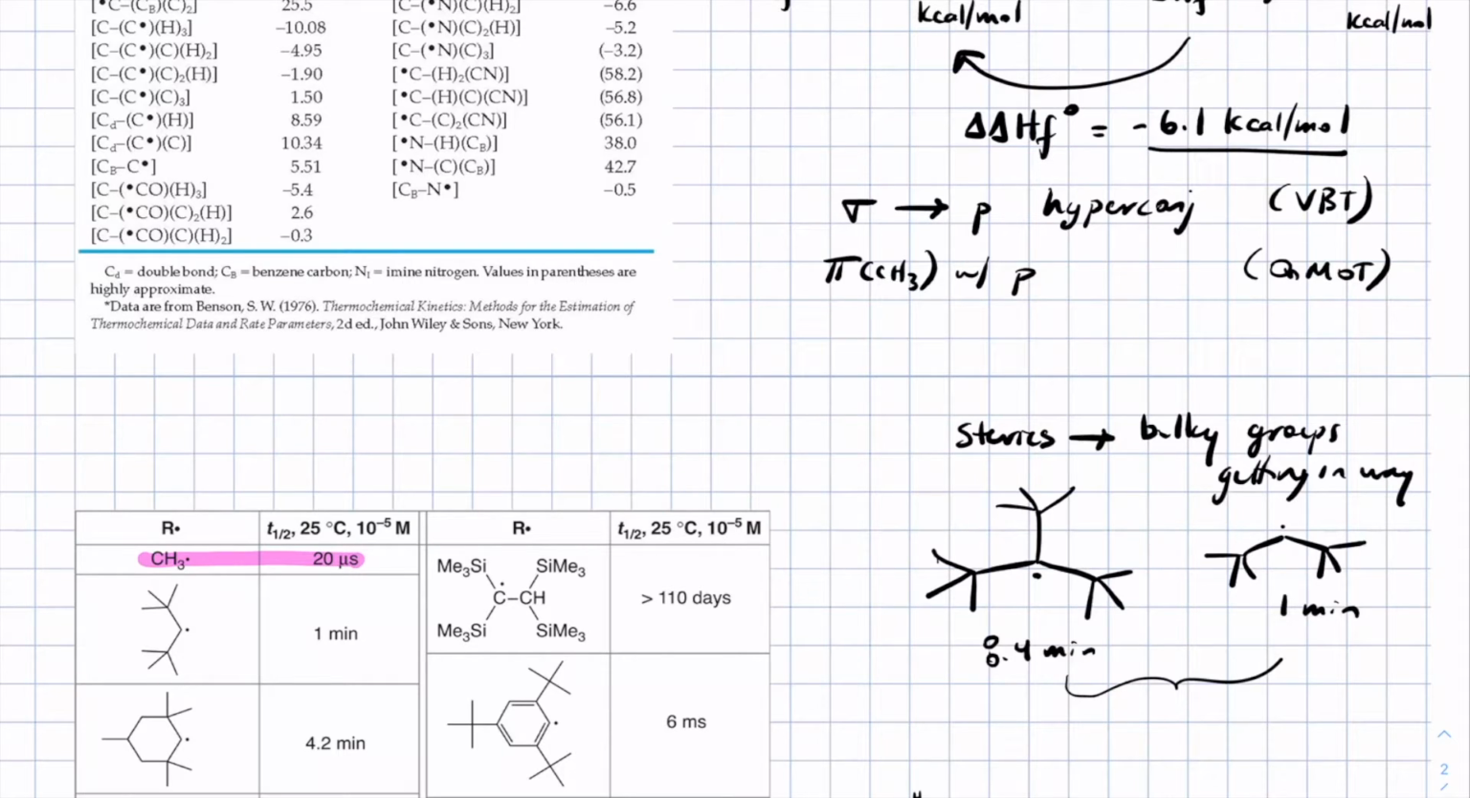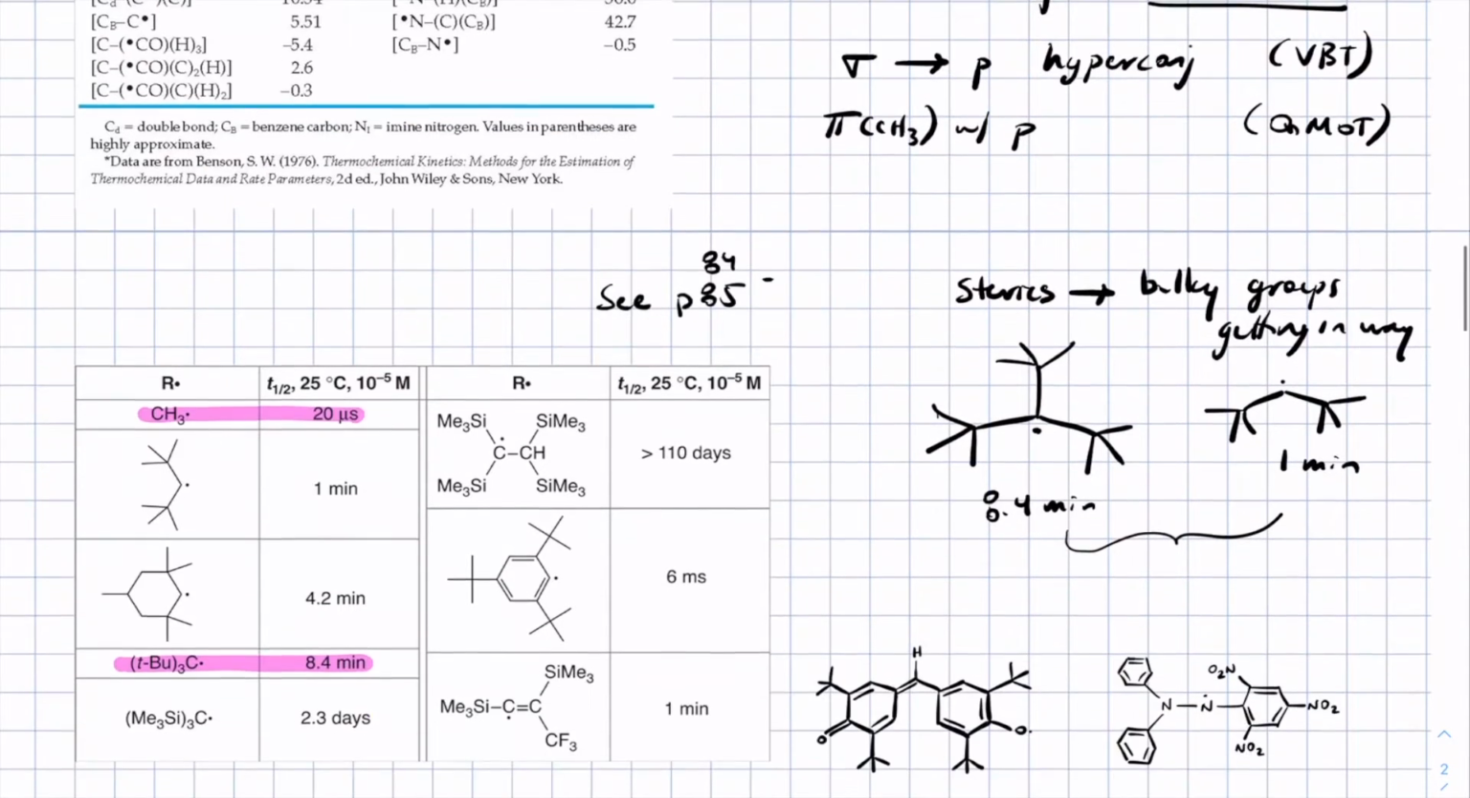And there's an example in your book that you should look at. I mentioned it briefly in class, but honestly, you can get more out of the book's discussion than you could out of what I might say. So see pages 84 and 85 of Anslyn and Dougherty for an illustration of this principle that radicals with nearby sterically bulky groups tend to be persistent and last longer.